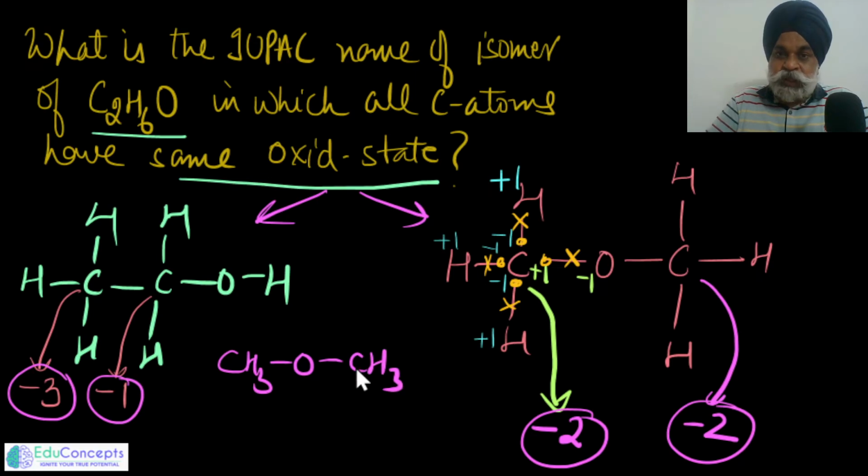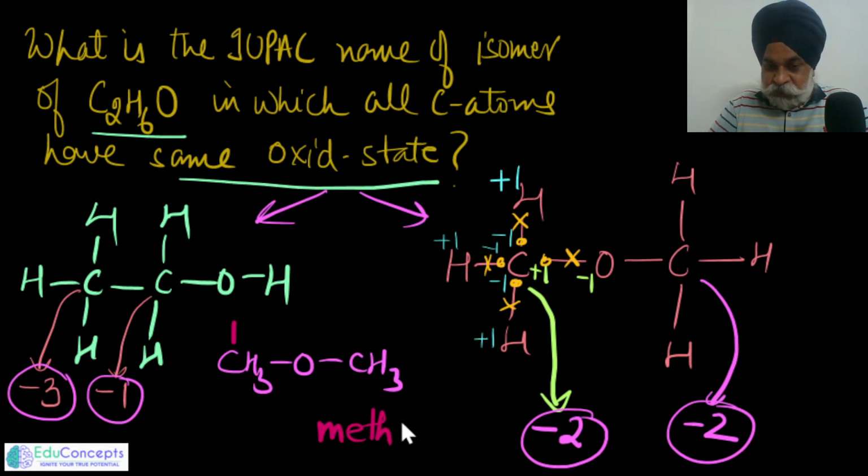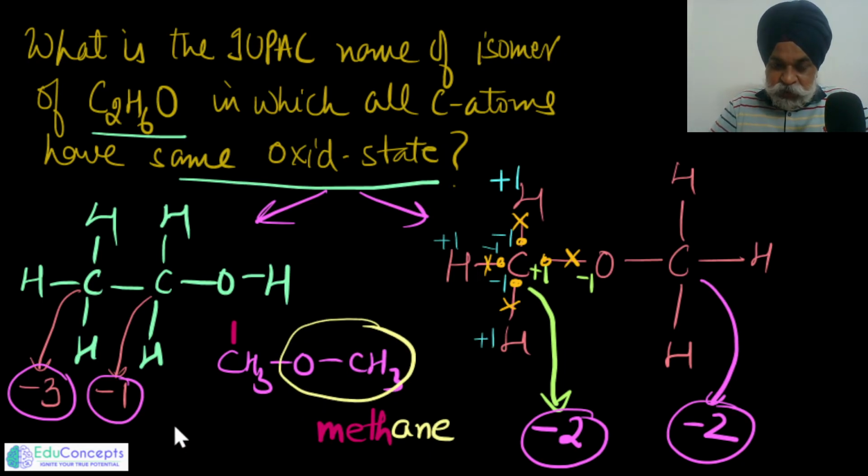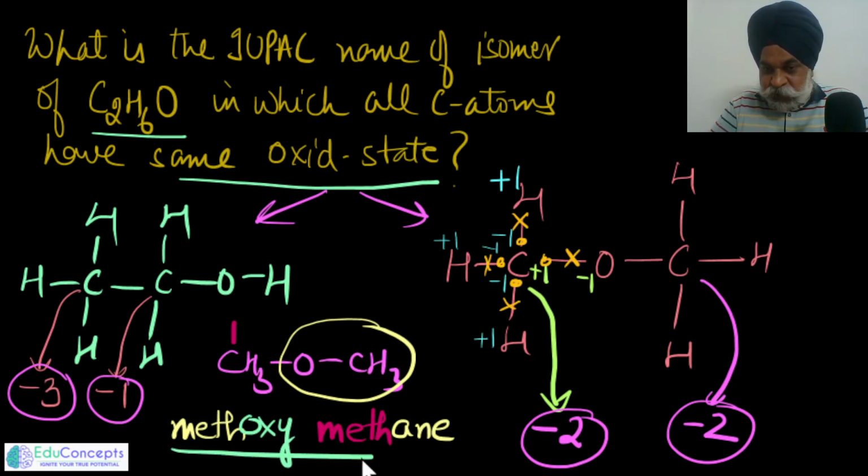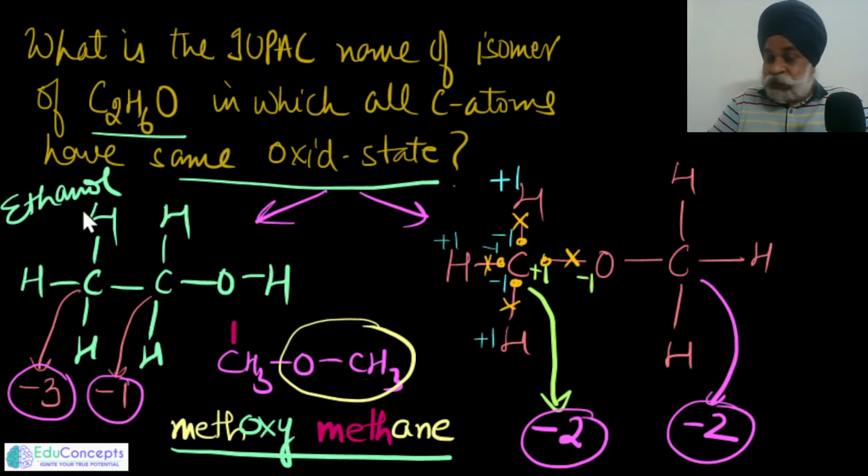CH3OCH3. The longest carbon chain is of one carbon. One carbon means the alk is meth, and this meth does not have any double or triple bond, so it is ane. And what is this? This is methoxy. Methoxy is a prefix for the ether. So we will say the IUPAC name is methoxymethane. This is very, very important to understand here.